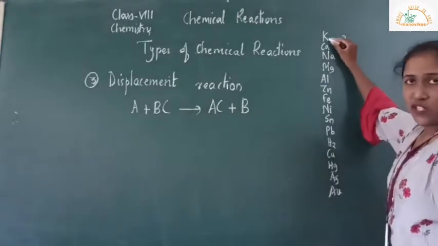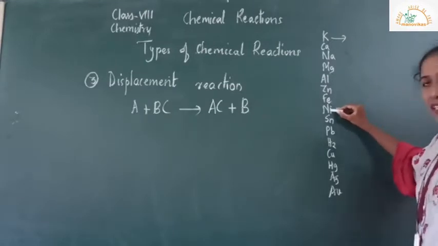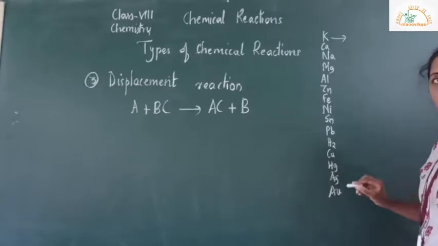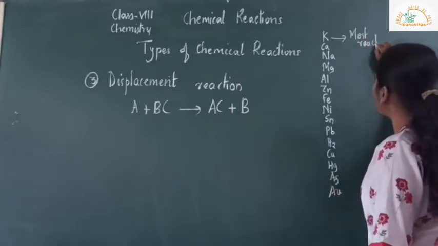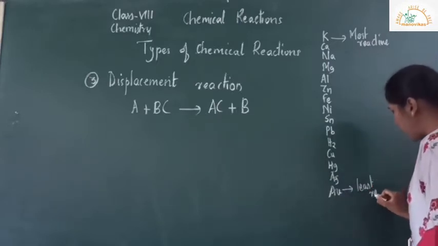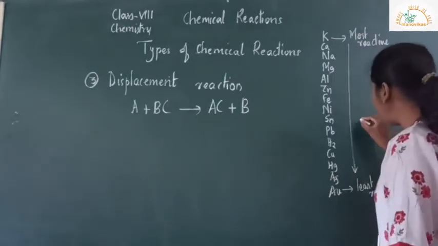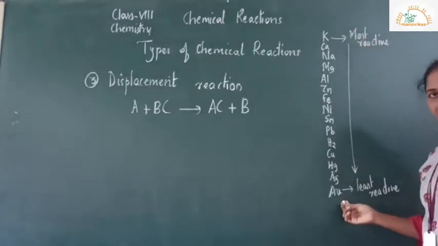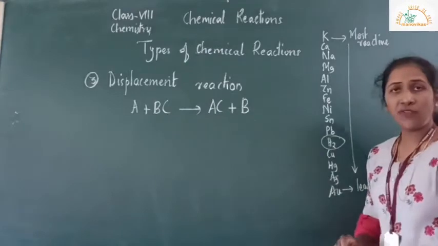So K is potassium, calcium, sodium, magnesium, aluminium, zinc, iron, nickel, tin, lead, hydrogen, copper, mercury, silver and gold. So here potassium is most reactive and gold is least reactive. So here the reactivity series goes on decreasing. Okay, so potassium is most reactive and it goes on decreasing wherein you will reach gold, which is least reactive. Now over here hydrogen is used for comparison.